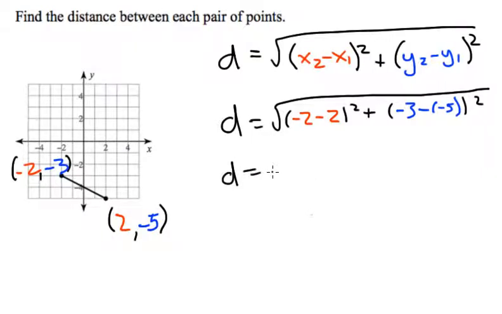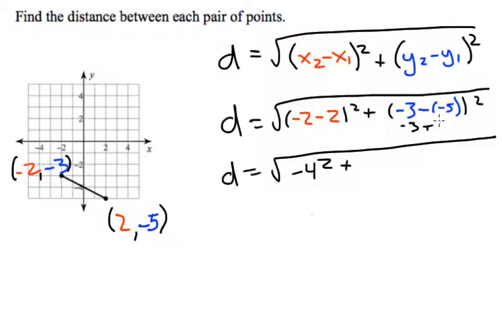So my distance is going to equal -2 minus 2 is -4, so -4 squared, plus -3 minus -5 isn't the same thing as -3 plus 5, so that's going to be equal to 2, and that whole thing squared. So the distance equals the square root of 16 plus 4, which equals the square root of 20.